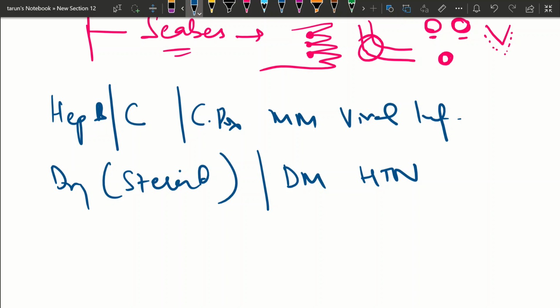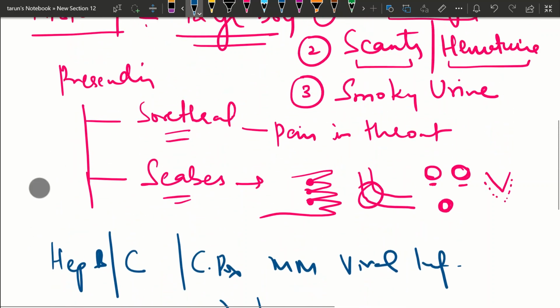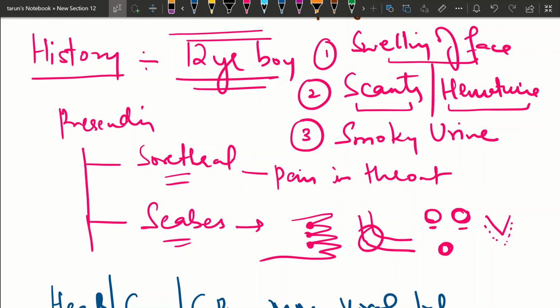So in our case, there is a 12-year-old boy who presents with swelling of the face, scanty urine, and smoky urine, and this is the history. Sometimes the mother will give the history, saying that in the morning she could see the periorbital puffiness.